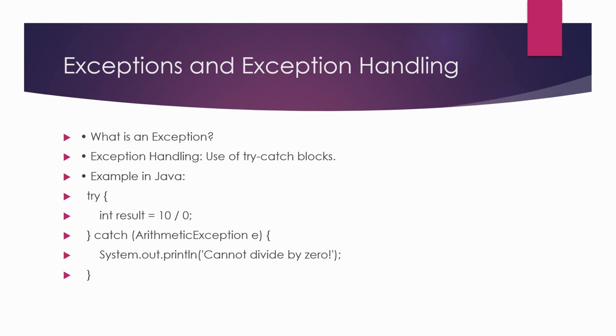Exceptions are used to handle runtime errors in a more structured way. When an error occurs, an exception is thrown, and the program can catch it and respond appropriately. In Java, for example, we would use a try-catch block to catch exceptions. The try block contains the code that may cause an exception, and the catch block handles it. This ensures that your program continues running smoothly even if an error occurs.